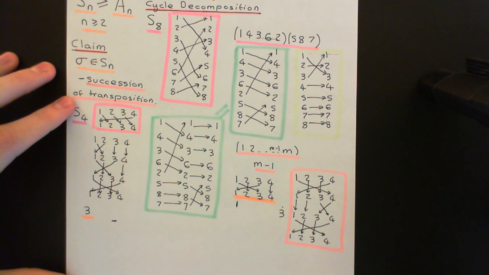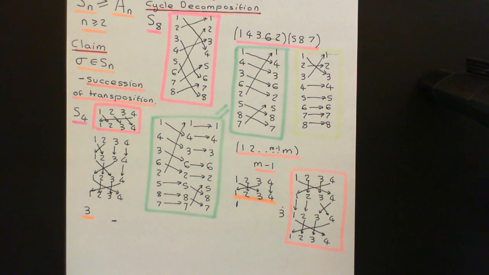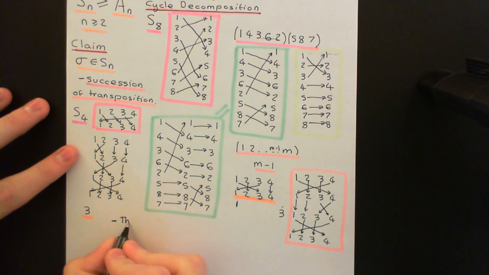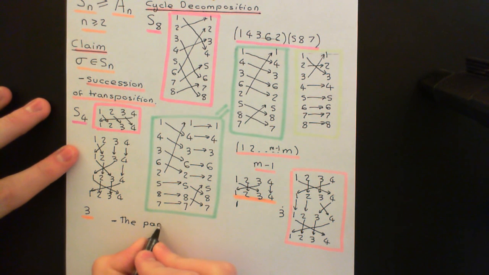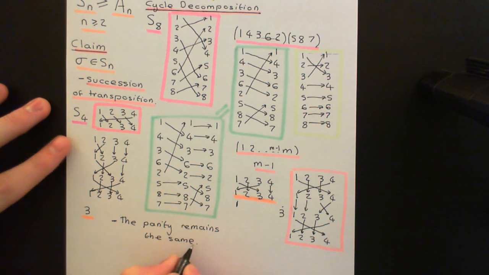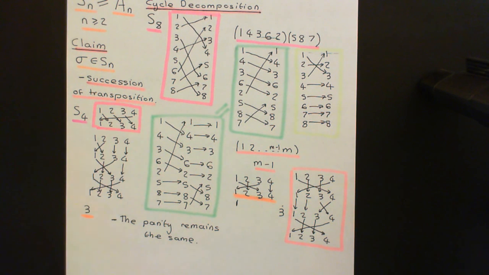Although there may be loads of different decompositions into transpositions which you can use to build this element, the parity of all those different decompositions is the same. If you don't know what parity means, I'll explain in a moment. The parity remains the same. Parity is a fancy word meaning whether it's odd or even. In this case it refers to the number of transpositions that you have to use to build it: is the number of transpositions that you've got here odd or even?